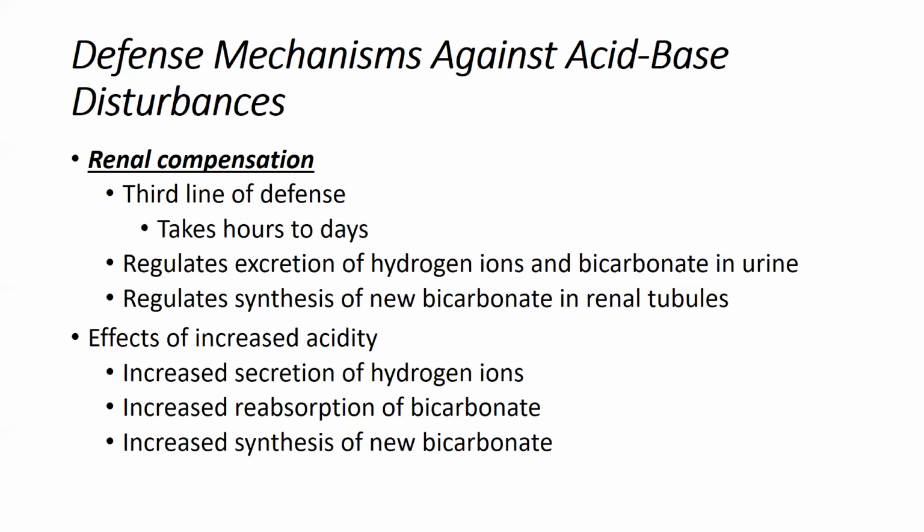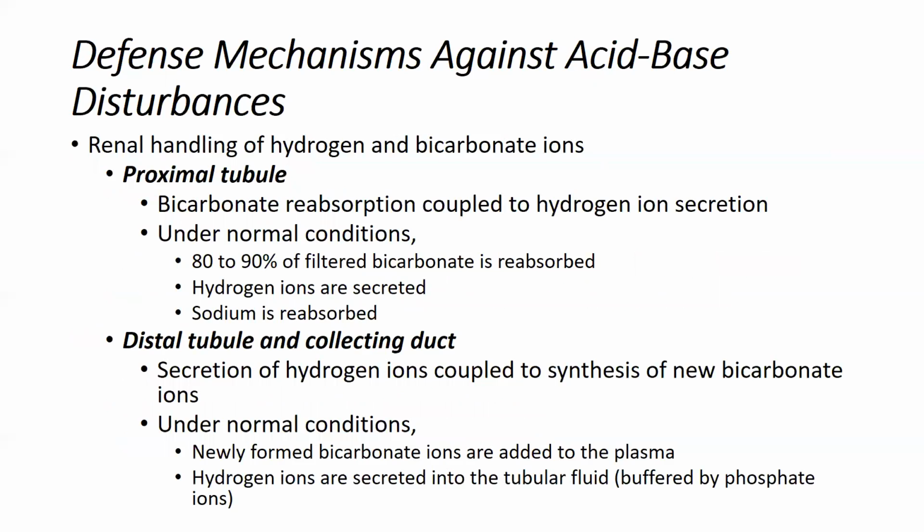So the effects of increased acidity will increase the amount of hydrogen ions that are secreted. Again, if you have an acidic state, you want to lose hydrogen ions. You will increase the reabsorption of bicarbonate. Again, if you have an acidic state, you want to hold on to bicarbonate, so you're going to increase the rate of reabsorption, and you're going to increase the rate of new bicarbonate synthesis, which happens in the renal tubules. All righty? All right.